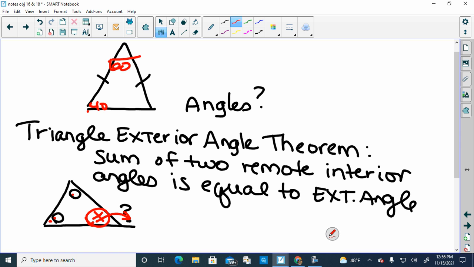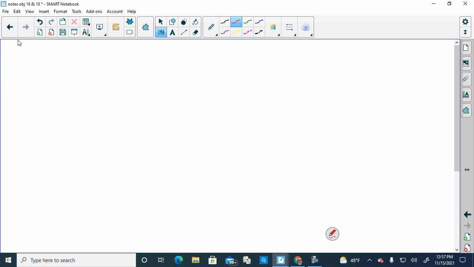So if you notice that they gave you the remote ones and you're supposed to answer the one out here, as long as it's not right next to it, you just add these two together. And when you add these two together, that's what the question mark is. So the exterior angle theorem says the two remote interior angles on the inside add up to equal the outside angle. They're going to go back and forth between inside and outside angles. So we're actually going to do one now.